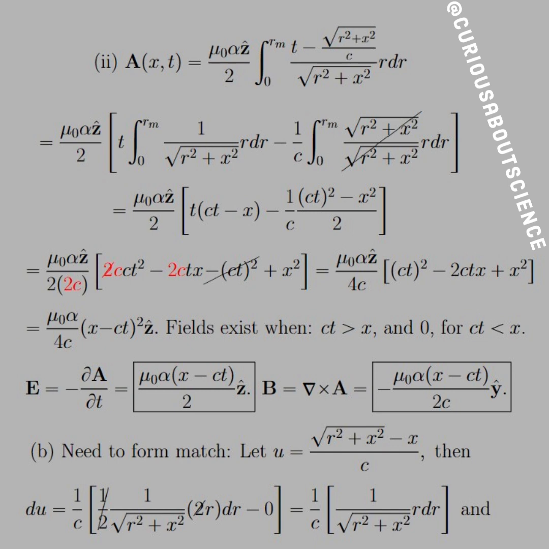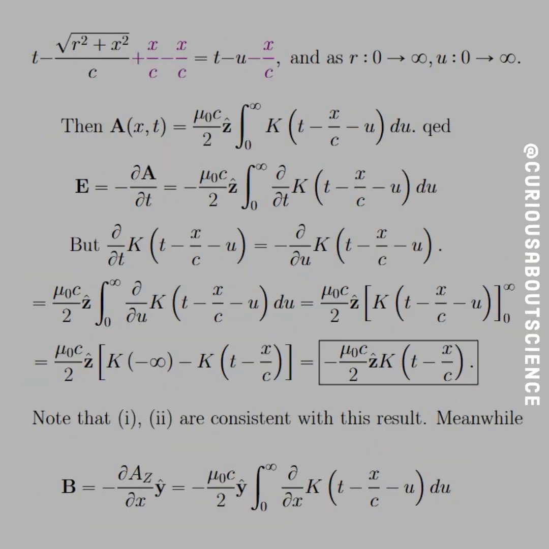So if we let u equal r squared plus x squared minus x over c, then du, go ahead and take the derivative, is equal to 1 over c with the bracket term of 1 over r squared plus x squared, r dr. So the retarded time is t minus script r over c, with the script r in there.